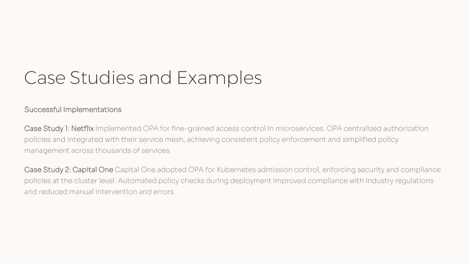Another significant example is Capital One, which implemented OPA for Kubernetes admission control. By doing so, they were able to enforce security and compliance policies at the cluster level. This automation of policy checks during deployment not only ensured adherence to industry regulations, but also minimized the necessity for manual interventions and consequently reduced errors. These cases showcase how OPA can effectively be utilized in diverse scenarios to enhance both security and operational efficiency.